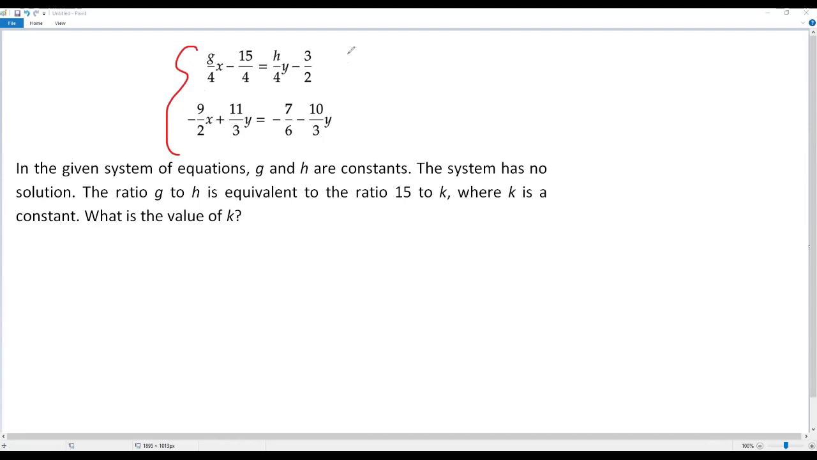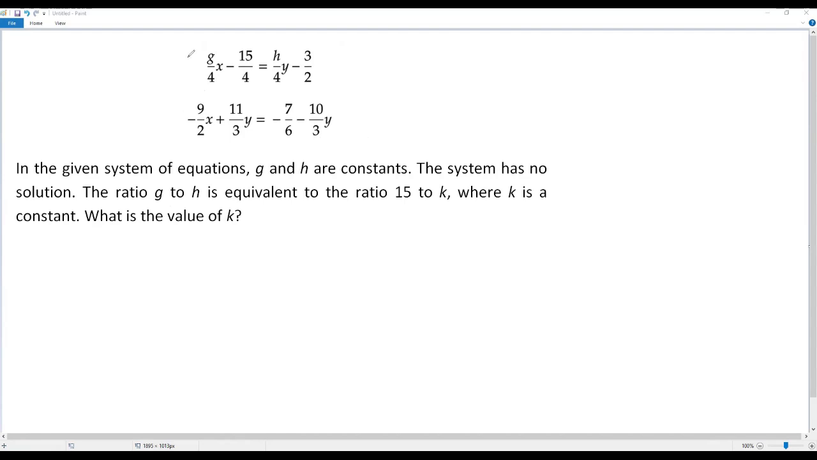We have a system of two linear equations. In the given system of equations, g and h are constants. The system has no solution. The ratio g to h is equivalent to the ratio 15 to k, where k is a constant. What is the value of k? Using the given information, we have to find the value of the constant k.